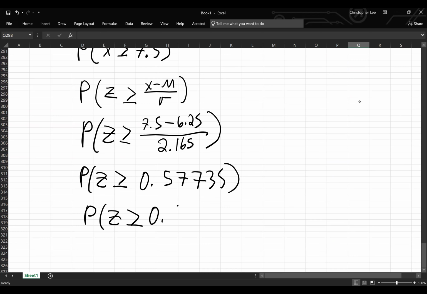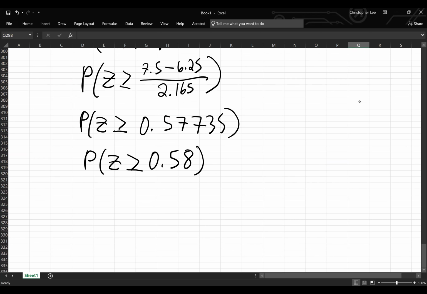Good. All right. Before you look at it though, what's wrong with this? Gotta do the complement. So 1 minus the probability of z less than or equal to 0.58.